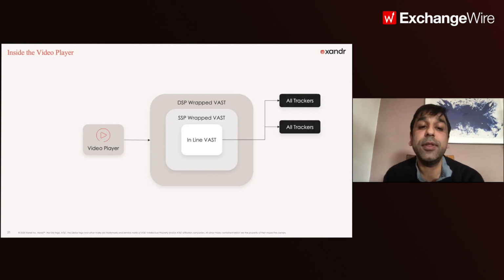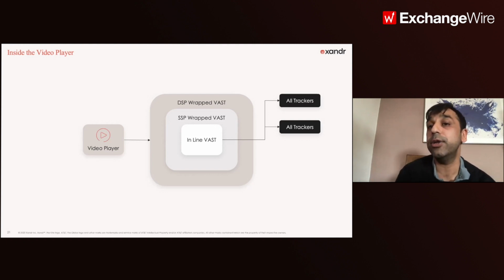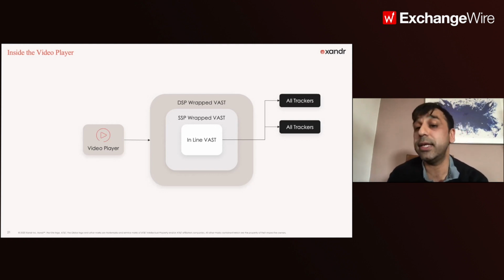So what will happen is the video player will fire the error code back into the DSP or the SSP. And then when someone's troubleshooting, they can go into their technology, they can pull a report, and from that report, they can understand, okay, there's a high percentage of this particular error code. So these are the actions that I need to take to prevent that from happening.